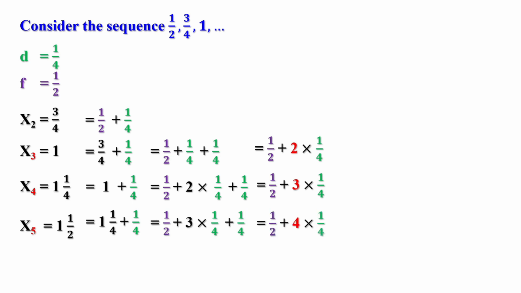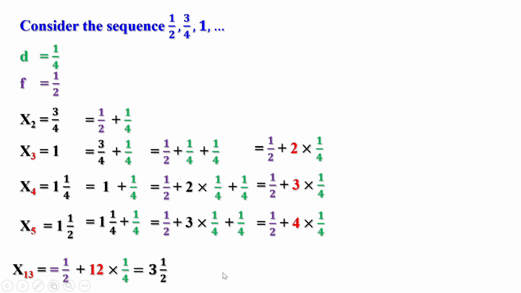So you can see the same relation here also. Second term is half plus 1 by 4. Third term is half plus 2 times 1 by 4. Fourth term is half plus 3 times 1 by 4. Fifth term is half plus 4 times 1 by 4. Now what is the 13th term? Half plus 12 times 1 by 4. And you can simplify. 3 4s are 12. So half plus 3, that is 3 and a half.